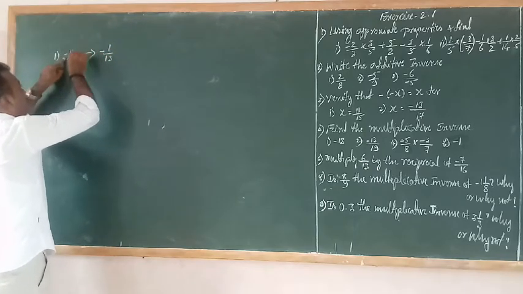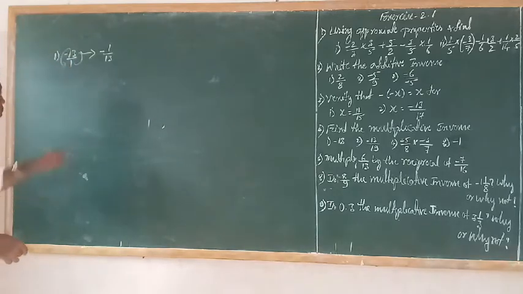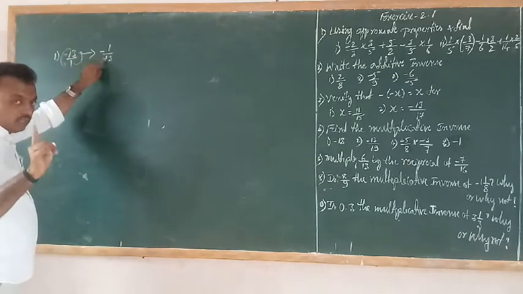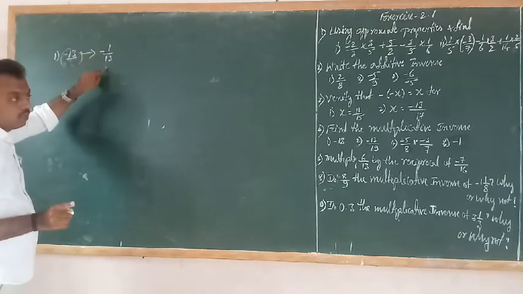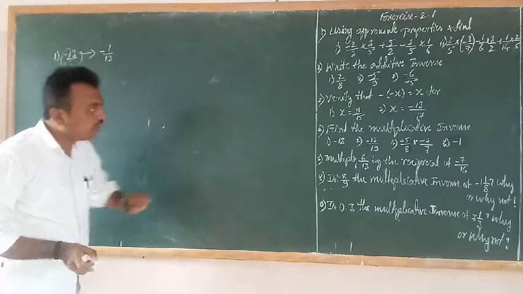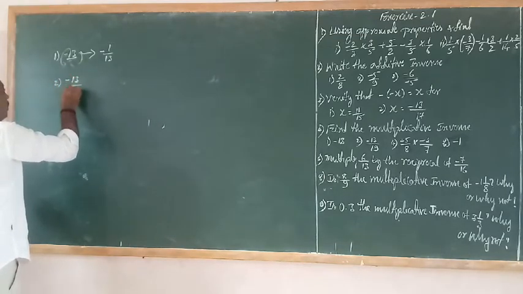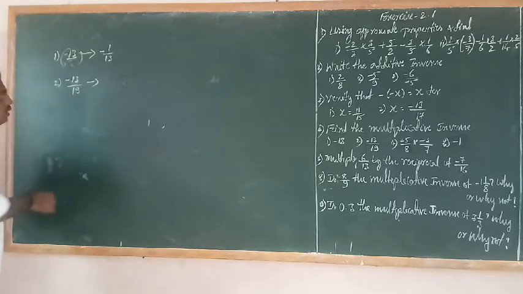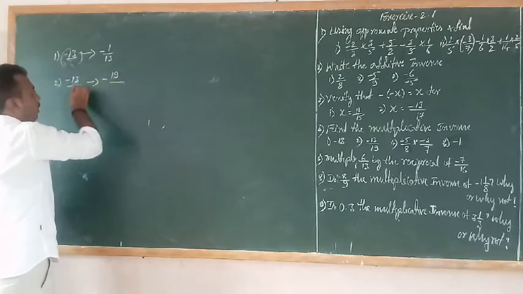The numerator is going to the denominator, the denominator is going to the numerator. Correct? So like this, but the sign will never change. So the reciprocal of minus 13 is minus 1 by 13. Like this. Second, minus 13 by 19. What is the reciprocal of minus 13 by 19? The multiplicative inverse of minus 13 by 19 is minus 19 by 13.